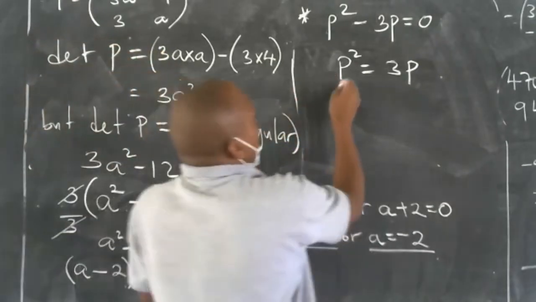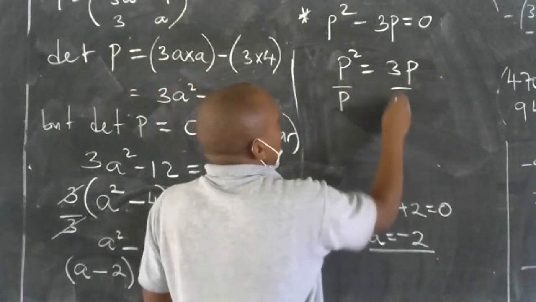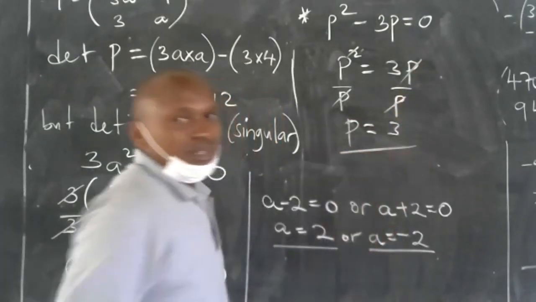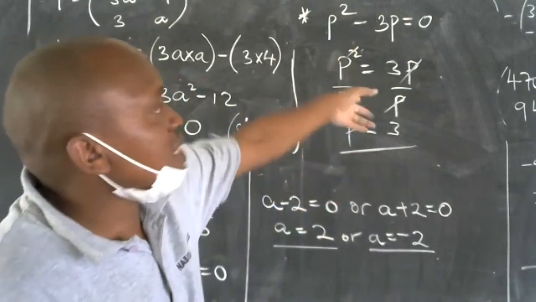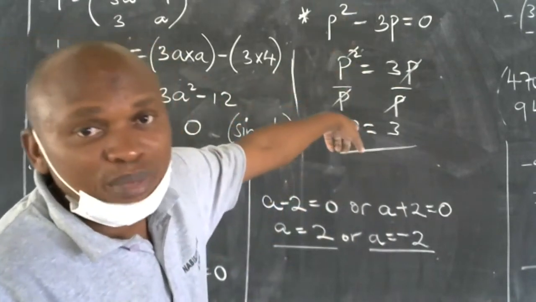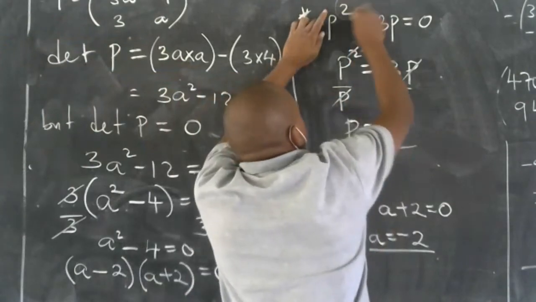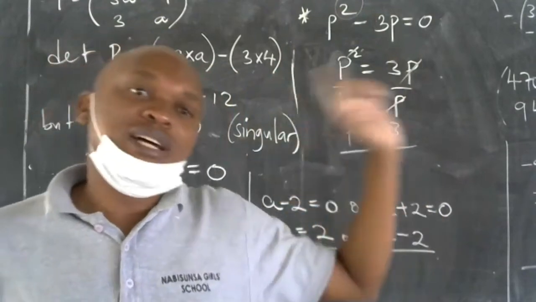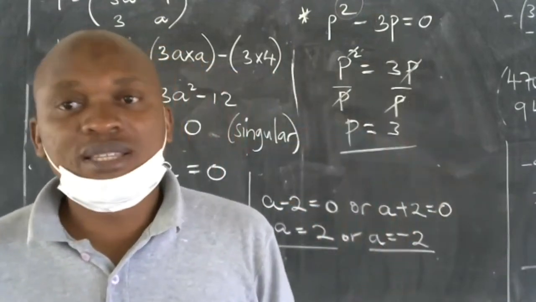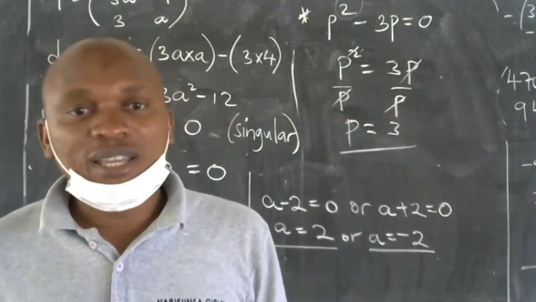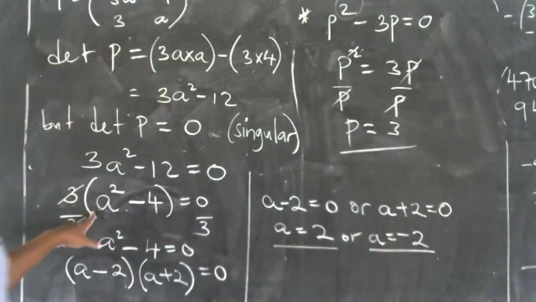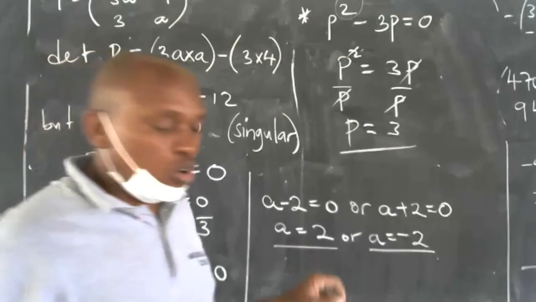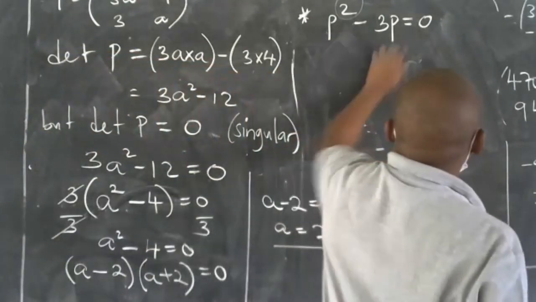Somebody can do like this. That person can say, okay, I divide by P, one P goes, and the answer is 3. That is one way. But such a working is not right, because we expect two answers for P because of the square. But when you just take your 3P to the other side, it will only give you one answer for P. So the correct way of working it out is the way we have done here. You always first check if there is a common factor, you factorize out the common factor. That's the right way of working it out.